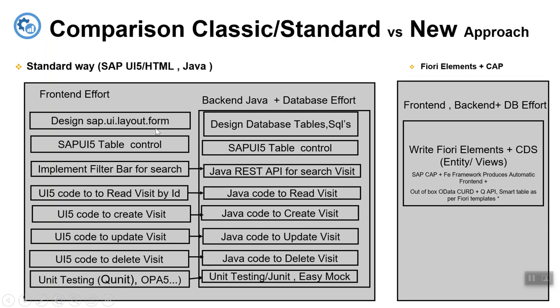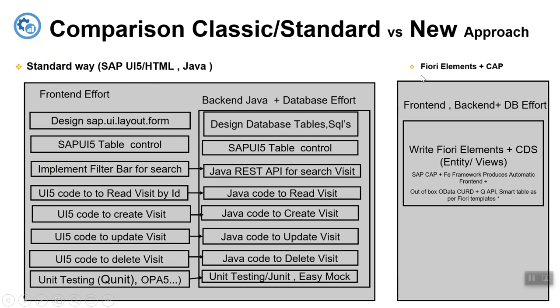For example, whenever we develop any web application, generally the front end developer has to design the form, design the controls, implement the filter bar, and write UI code to read, create, update, delete. Again, unit testing. Similarly, the Java team has to design the database. They can use Spring JPA or anything, and they have to write the REST APIs for create, read, update, delete. These are the many steps they have to perform for this task.